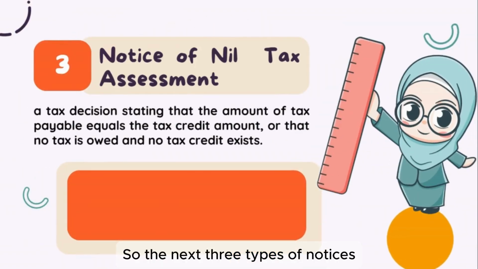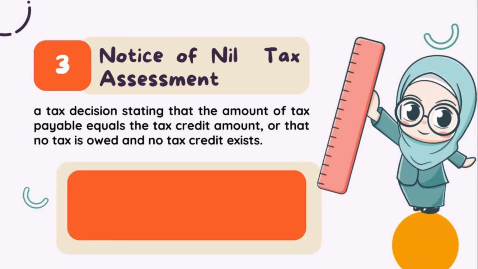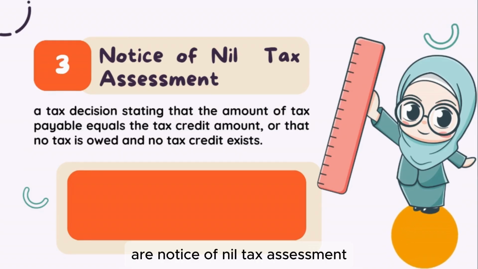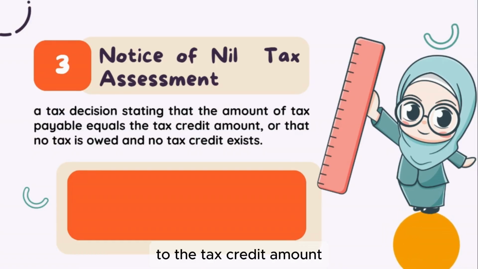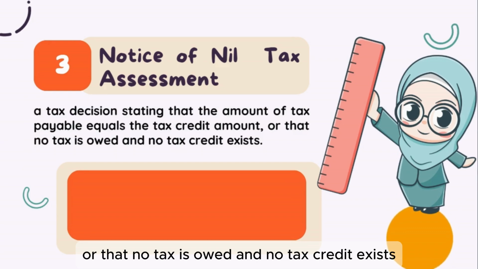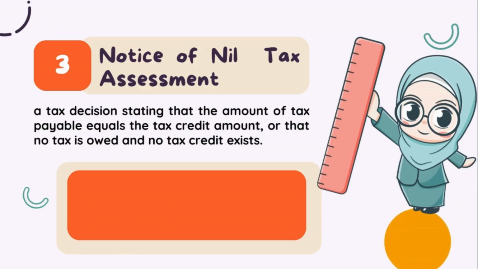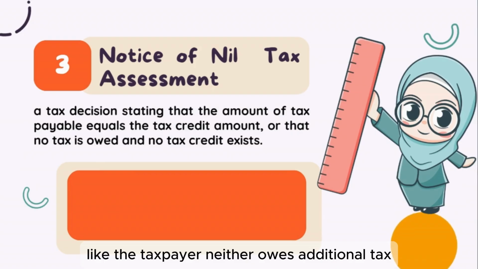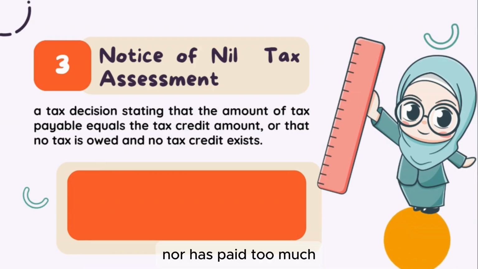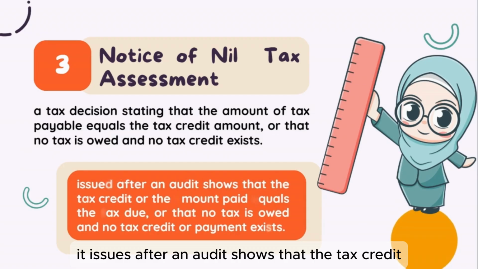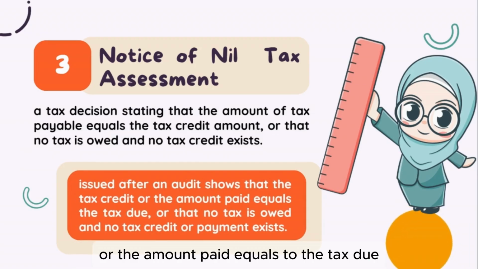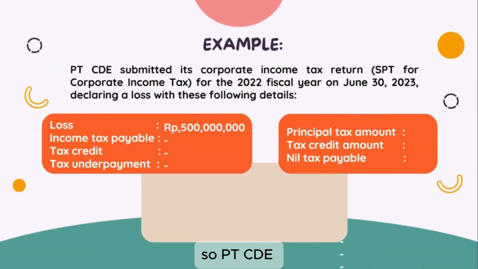Okay, so the next of the types of notices is the Notice of Nil Tax Assessment. This is a tax decision stating that the amount of tax payable equals the tax credit amount, or that no tax is owed and no tax credit exists. So it means both are zero, like the taxpayer neither owes additional tax nor has paid too much. Of course, it is issued after an audit shows that the tax credit or the amount paid equals the tax due. And let's take a look at the example.